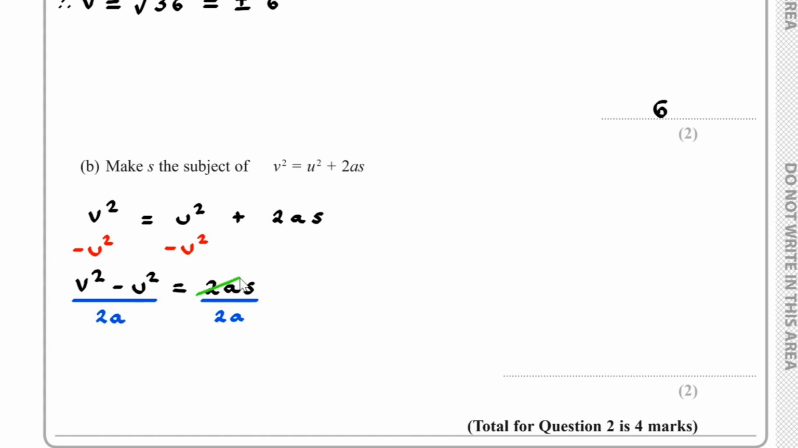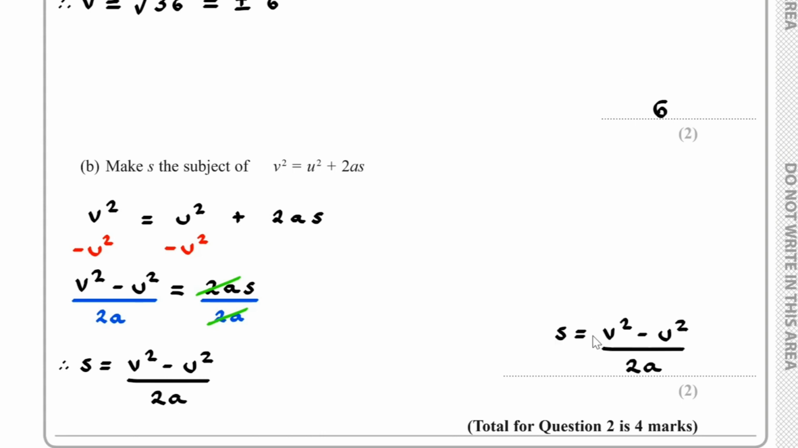And the result of doing so is on the right hand side, the 2a's simplify to 1, and so therefore we have s equals v squared subtract u squared divided by 2a. So s equals v squared subtract u squared over 2a.